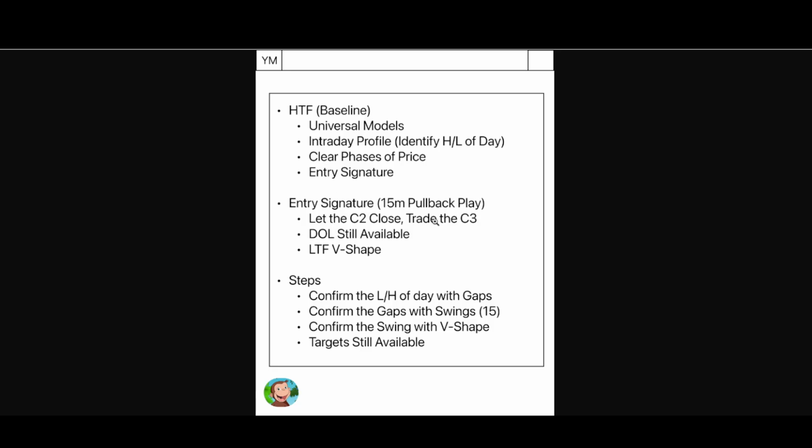We let the 15-minute C2 close. We traded the 15-minute C3. The draw on liquidity was still available. It was equal highs, and we did have that lower time frame V-shaped reversal. It did have a slight pullback because of that wicked out reversal, but it did have that once again push, and that confirmed me to go up higher. So where did I go wrong here, and why did this get stopped out?